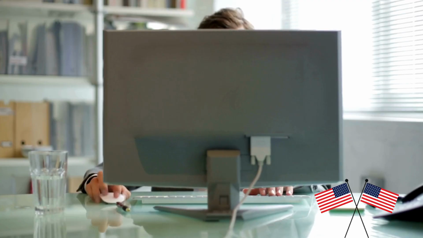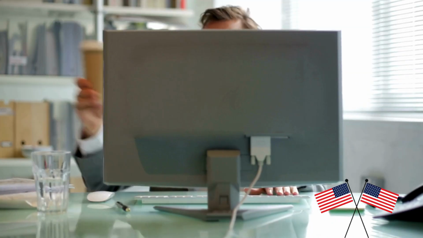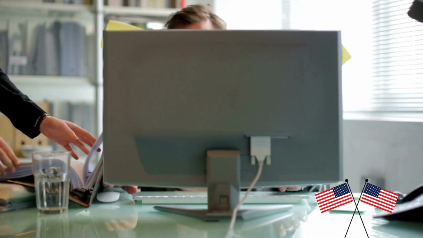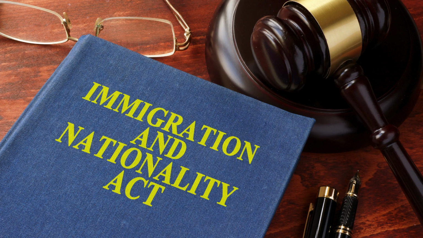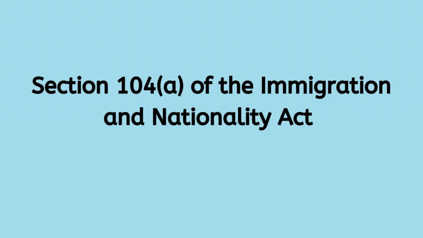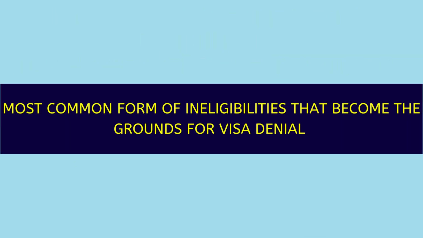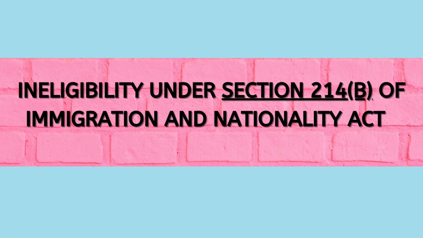Now friends, US visa officers operate under the guidelines stated in the Immigration and Nationality Act of the US Code, particularly Section 104A, because it is this section which grants these consular officers the exclusive authority to approve or deny a visa. Now, the most common form of ineligibilities which become the ground for visa denial are ineligibility under Section 214B of the Immigration and Nationality Act.